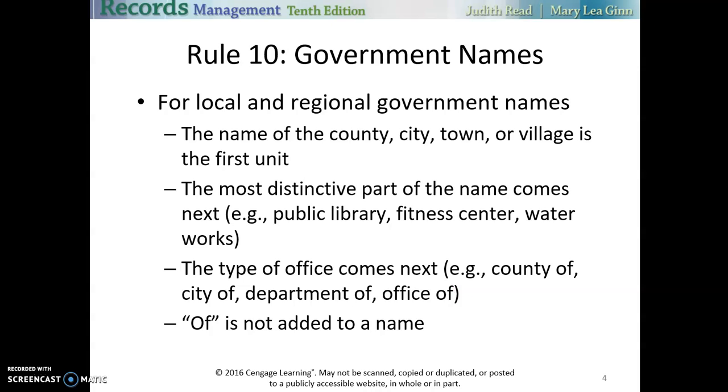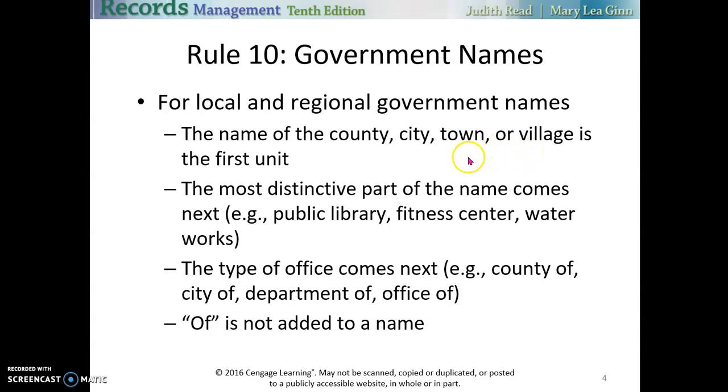Rule 10 is government names, and this is a little bit different than handling personal names and business names. So when we have a local or regional government, the key unit is always the name of either the county, the city, the town, or the village, depending on what the name of the government unit is.